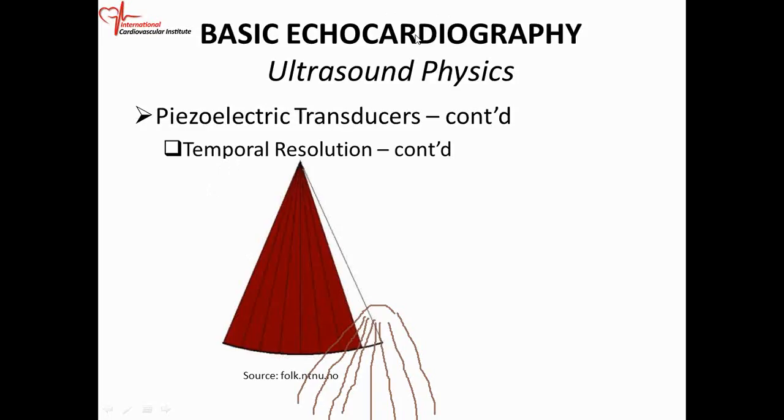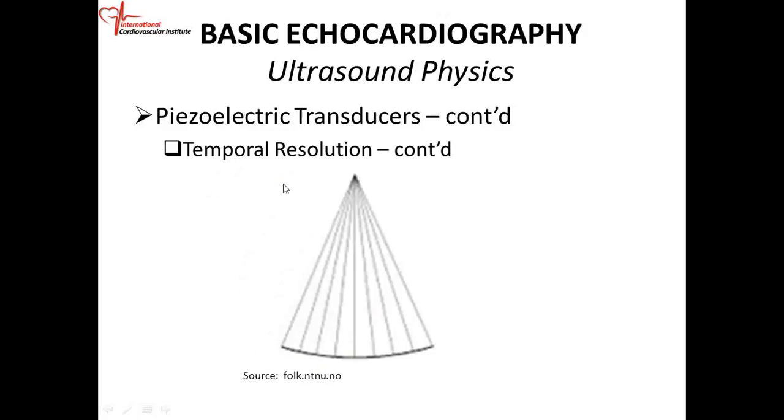So this is a frame. Each frame is made up of these scan lines. And a scan line is a transmitted pulse and a reflected pulse. A series of scan lines makes up a frame. And you see the image as a result of that.